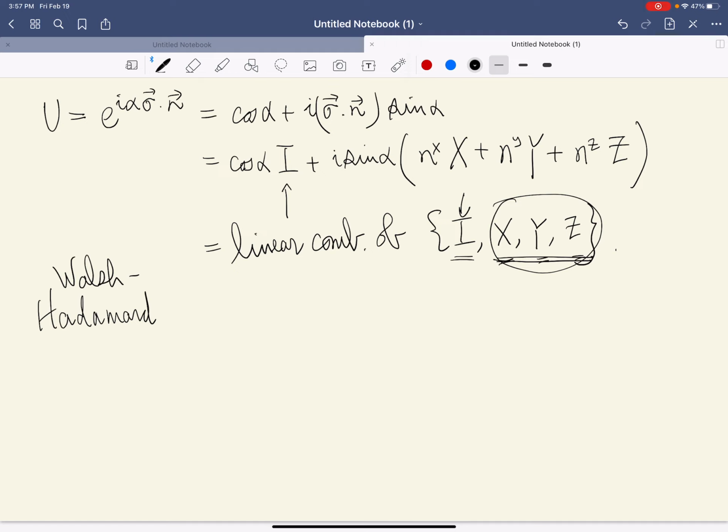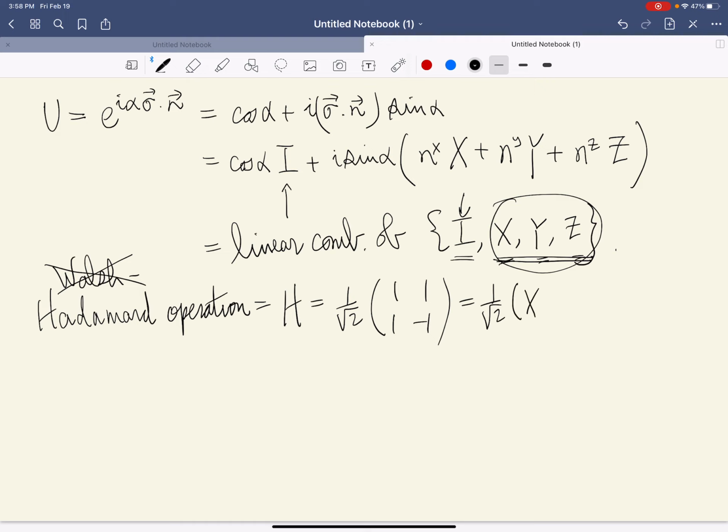But let me just save some time and forget about this other person, because most commonly this is known as the Hadamard operation, and it's called H, not to be confused with the H in the Hamiltonian. And its matrix representation is this. Okay, in other words, this is the linear combination of the x and the z operation.